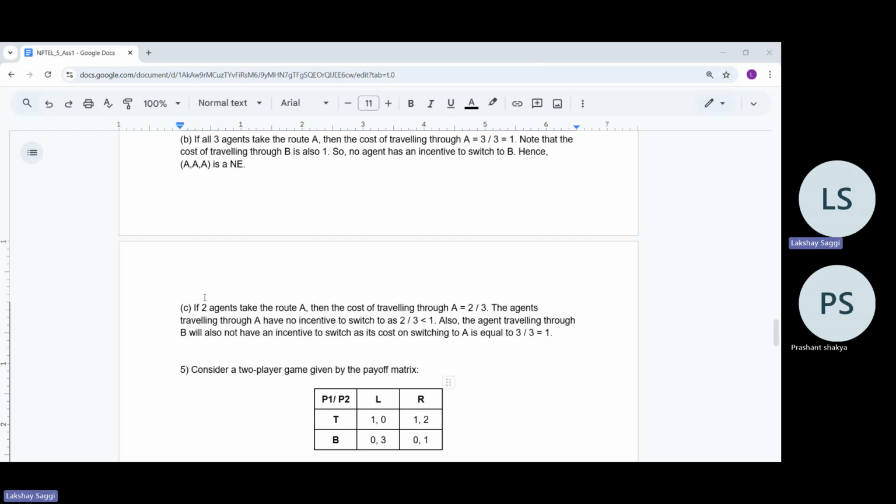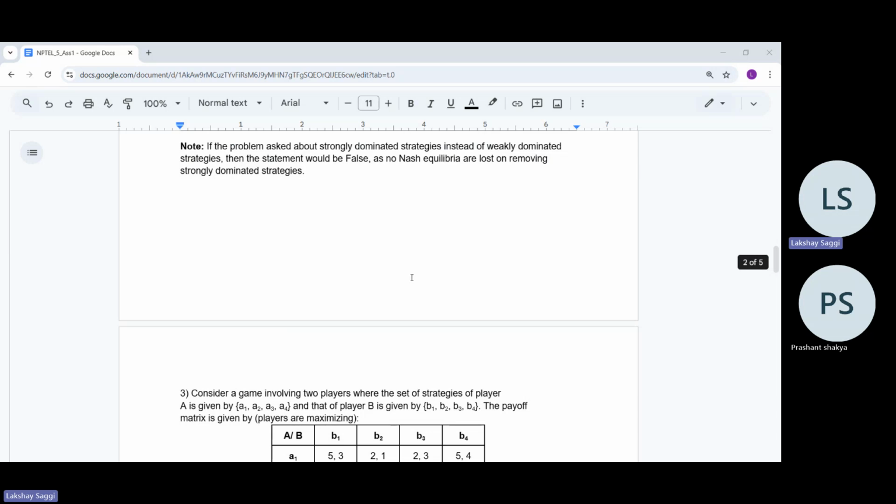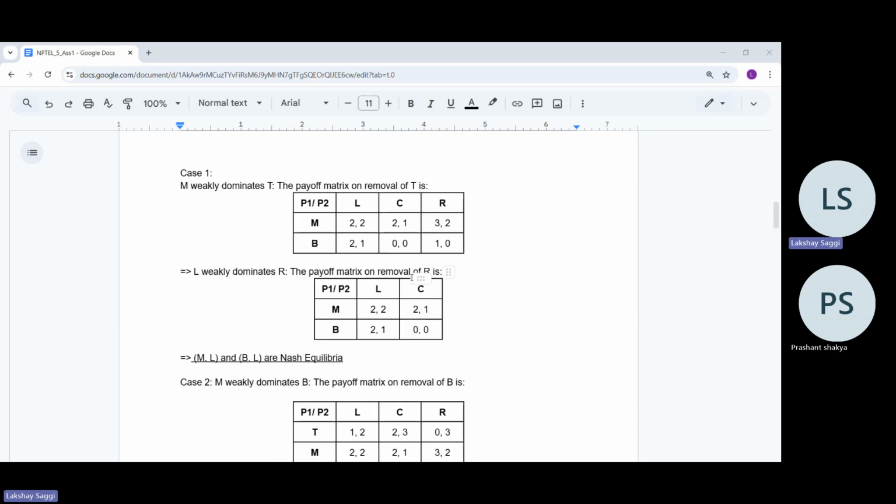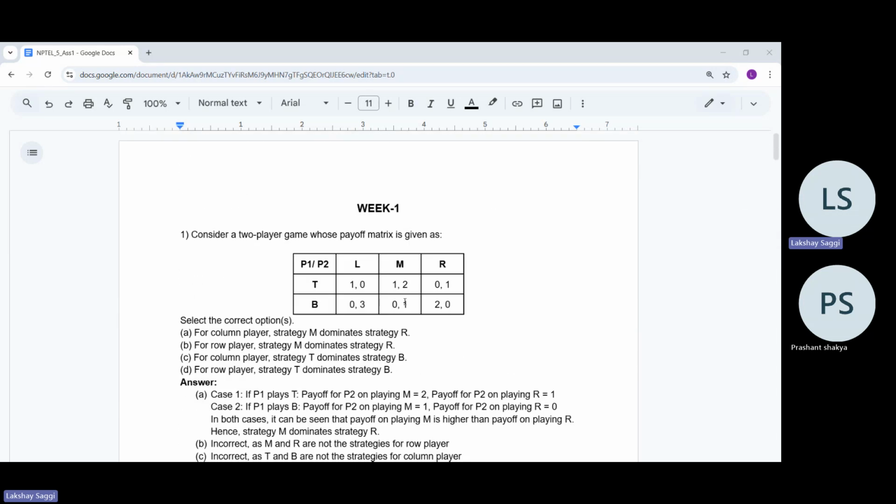So if you just joined the meeting right now, we are 1 hour into the meeting, but maybe I'll just try to give you a recap of what we have been doing. This is our first problem solving session, and this week we are discussing the problems related to Nash equilibria and strongly dominating strategies and everything.